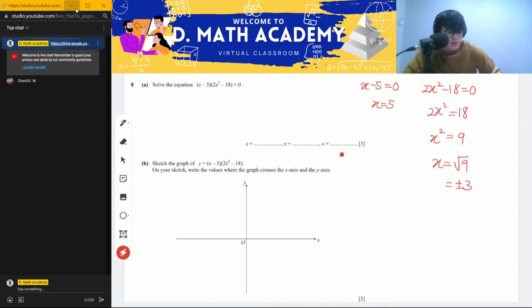So with this, you will have all 3 intersections, and it will help you with drawing it out here. So you label your 5: 1, 2, 3, 4, 5. 5 is here, the first one. And then you have a negative 3 and 3. So this is your 3, and then another one is negative 3. So 1, 2, 3 here.